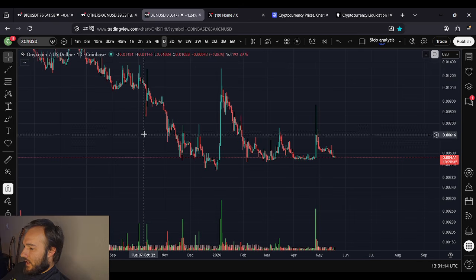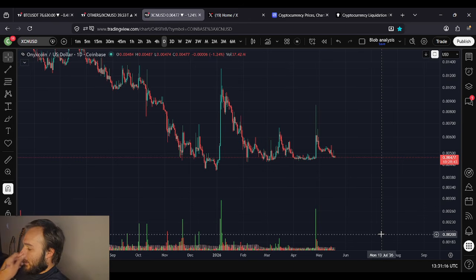OnyxCoin, getting away from that. XCN USD, looking at it here. Here we are at $0.0477, 10 hours, 30 minutes left in the day.